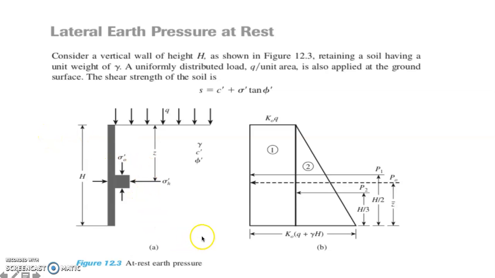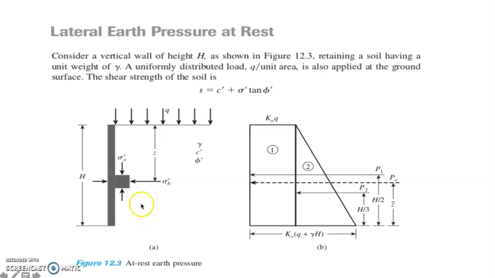So retaining soil having a unit weight of gamma, a uniformly distributed load Q per unit area is also applied at the ground surface. The shear strength of the soil is given by: shear strength is equal to C prime, cohesion, plus normal stress multiplied by the tangent of the angle of friction. So this is an illustration for the lateral earth pressure at rest.